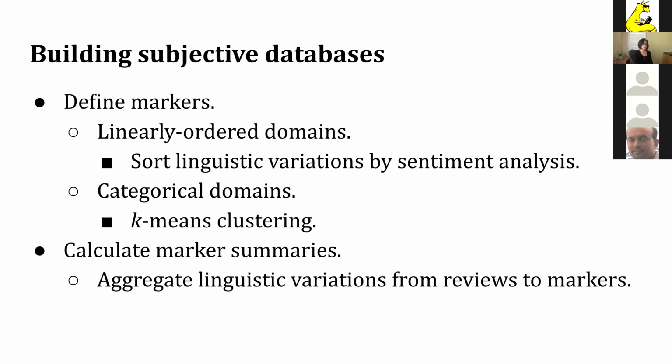The calculation of the marker summaries: you have to also map linguistic variations, all these phrases from reviews to markers. And then we use a form of similarity scores, and we have to aggregate the similarity scores to form the histograms that you've seen earlier.